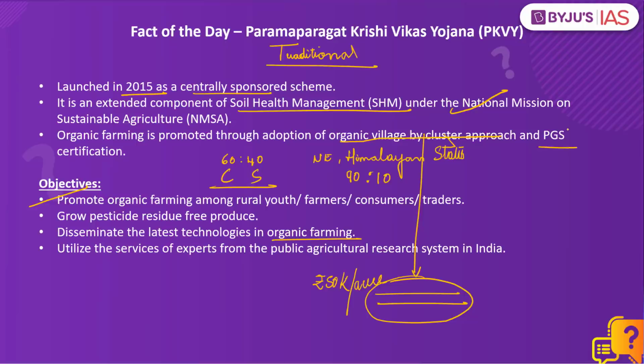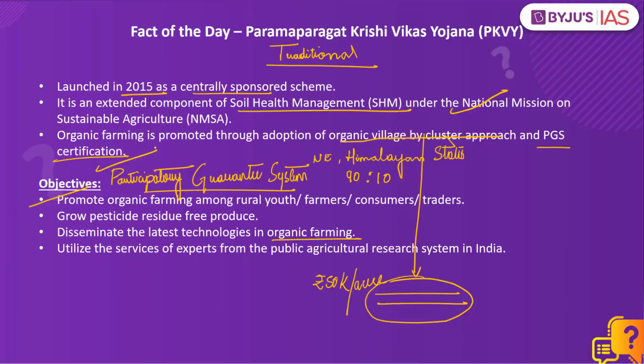Coming to the PGS certification in the implementation of this scheme. PGS stands for Participatory Guarantee System. It is a process of certifying organic products that ensures that the production takes place according to laid down quality standards. So this particular certification will help the produce gain market as organic produce.